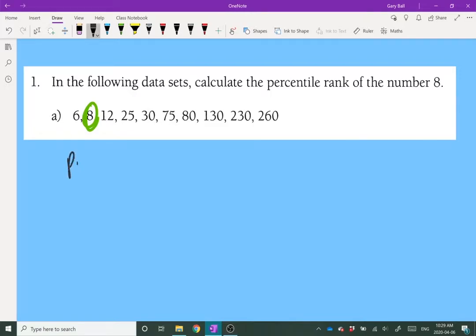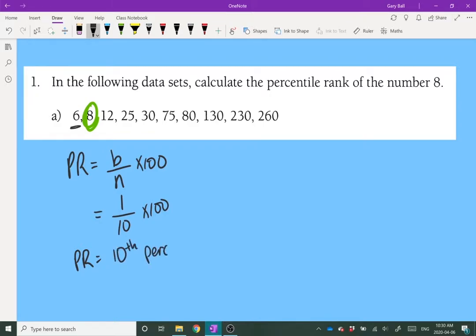Remember, our formula is percentile rank equals the number below divided by the total number of items times 100. So there's only one number below. The 6 is the only one below. There's a total of 10 items. Times that by 100. In this case, my percentile rank of the number 8 is the 10th percentile. What does it mean? 10% of the data is below.